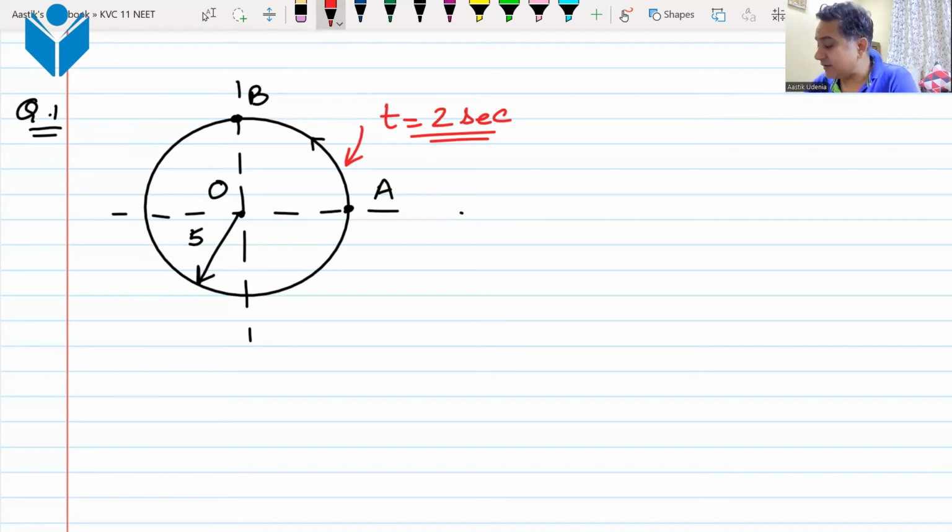The first question is, you have to tell me what is the distance traveled by the particle. How do you find out the distance traveled? You will find out the length of this yellow line. Yes or no? Can you tell me how much is the length of this?